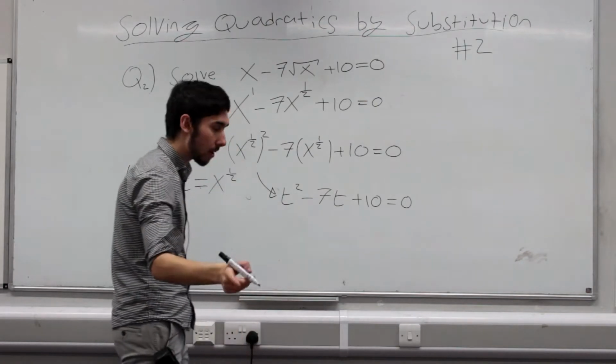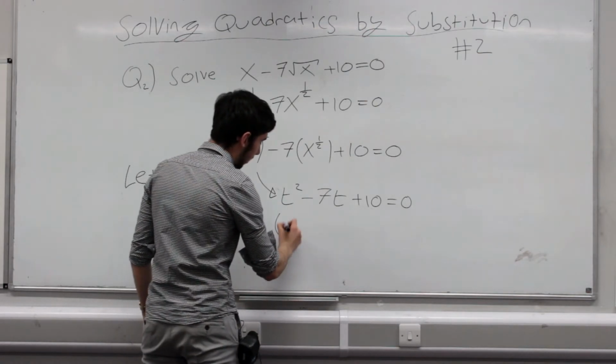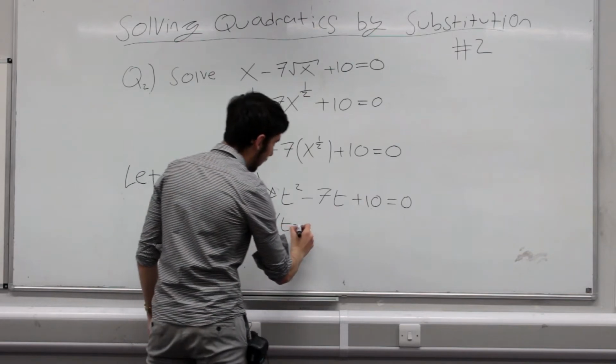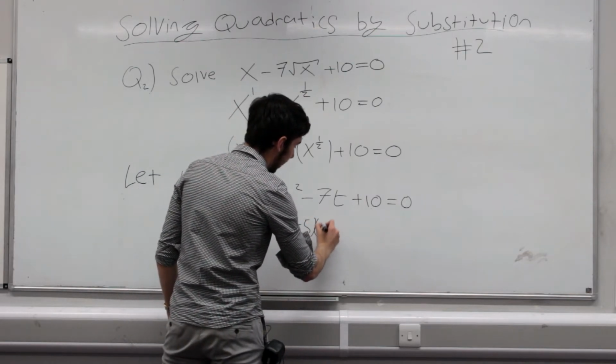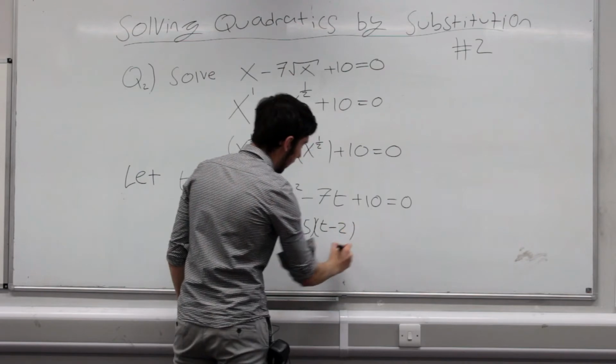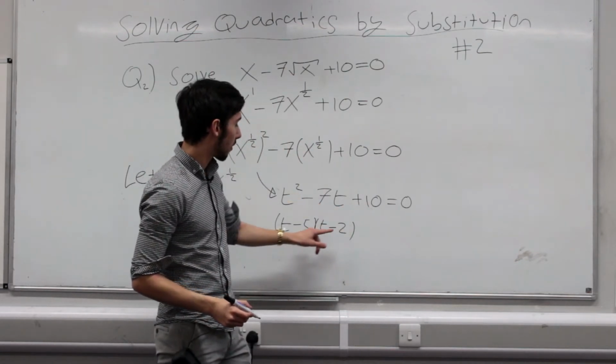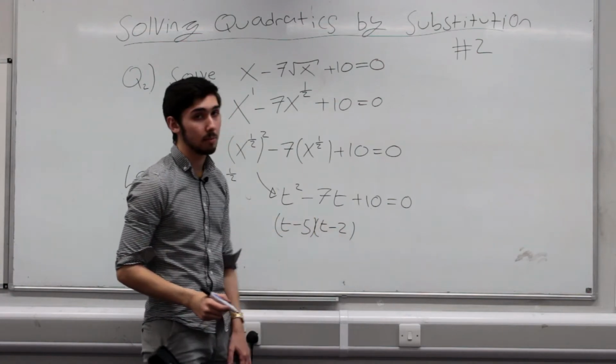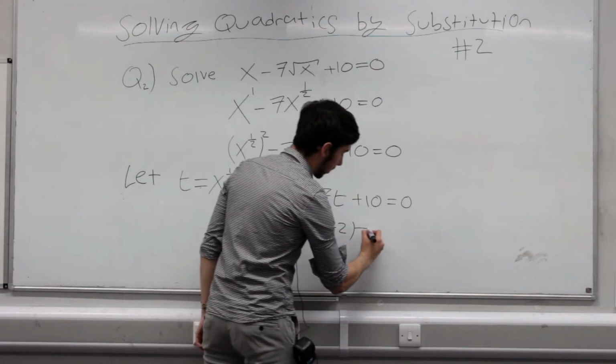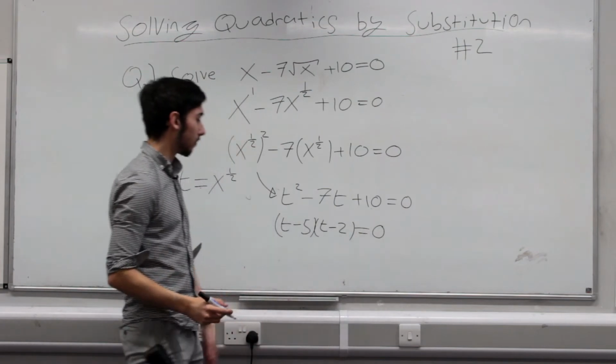Pause the video if you want to think about it. I'm going to tell you the answer. Those two numbers are going to be minus 5 and minus 2, because minus 5 times minus 2 is positive 10 and minus 5 plus minus 2 is indeed minus 7. That's equal to 0. Boom.